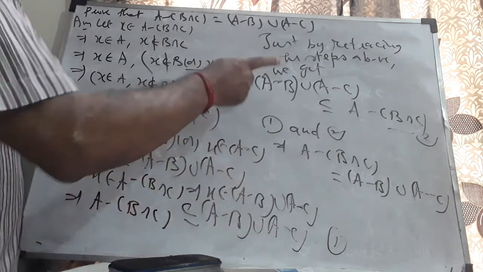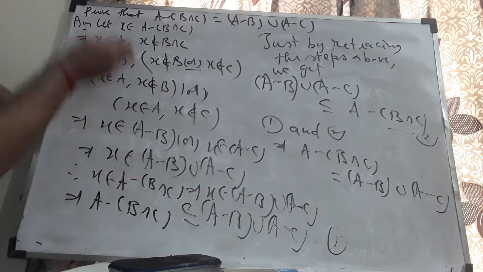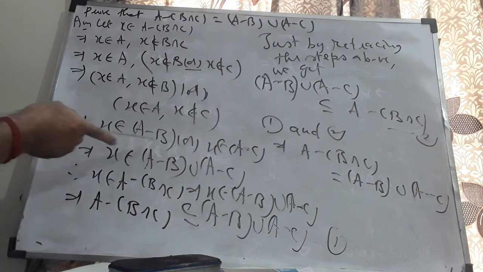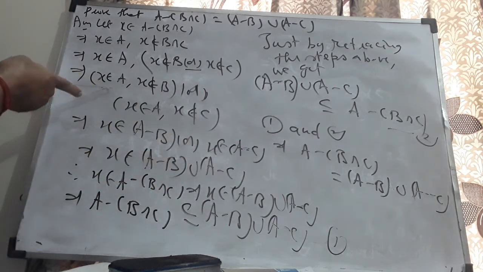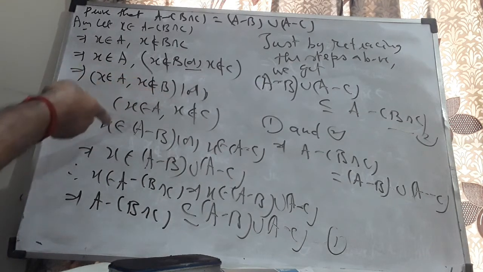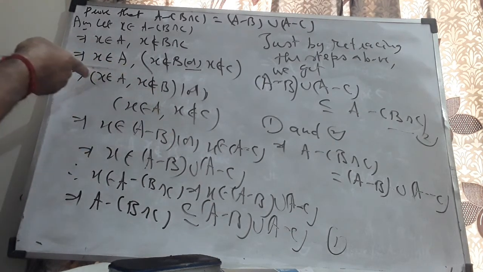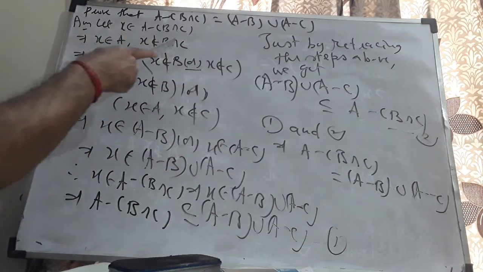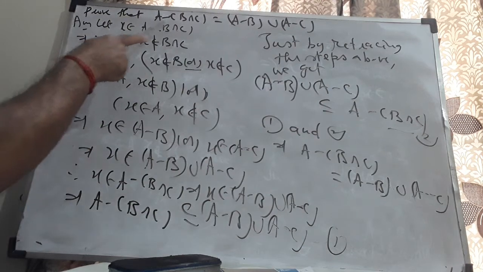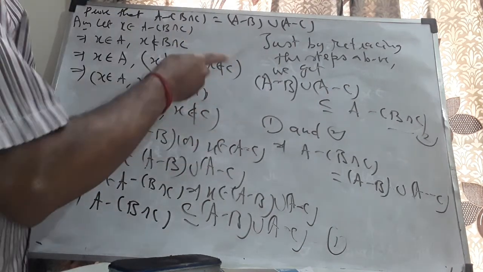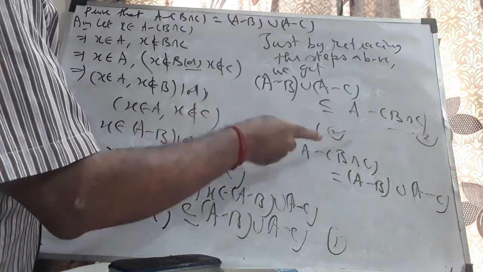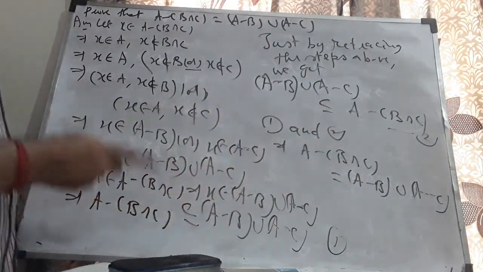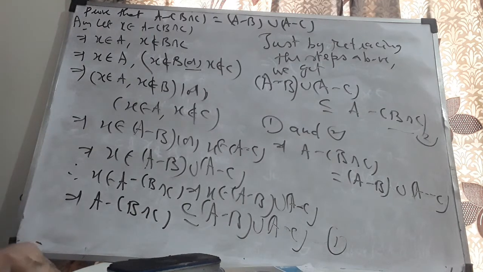Equation 1. Just by retracing the steps, just go back again. X element of A minus B union A minus C. X element of A minus B or X element of A minus C. X element of A, comma X not in B or X element of A, comma X not in C. I can write it as X element of A, comma X not in B or X not in C. X not in B intersection C, or X element of A minus B intersection C. Therefore, RHS A minus B union A minus C is a subset of A minus B intersection C. So 1 and 2 will imply they both are equal. This is how we get the proof.